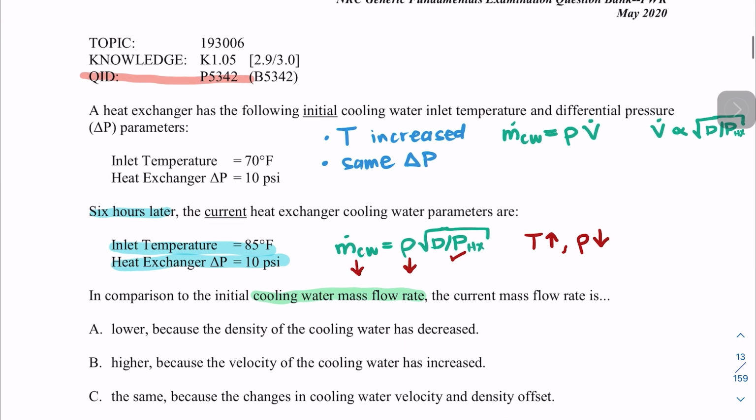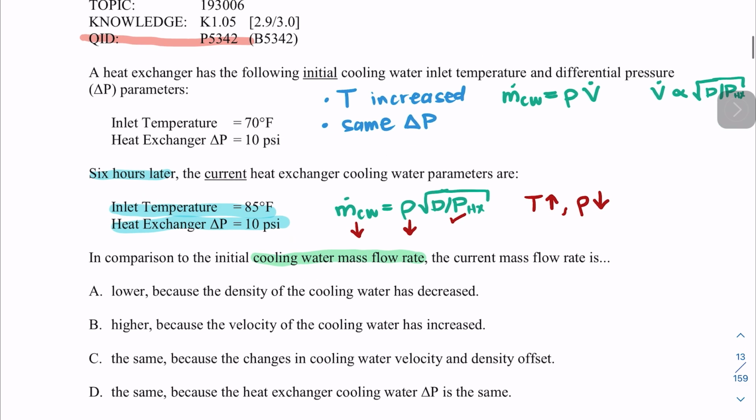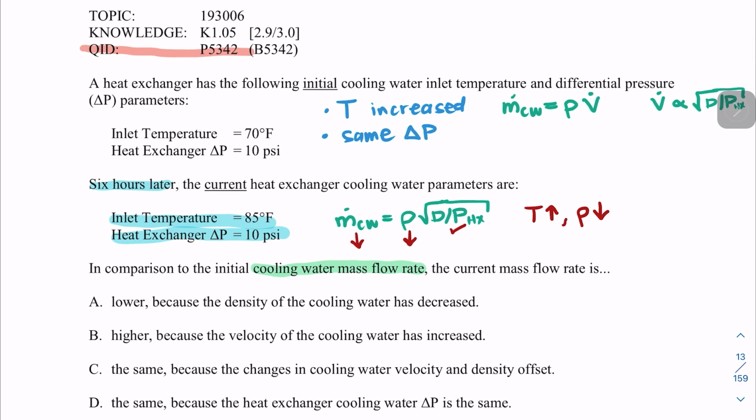Now the next one, question P5342. So this one is saying a heat exchanger has the following initial.